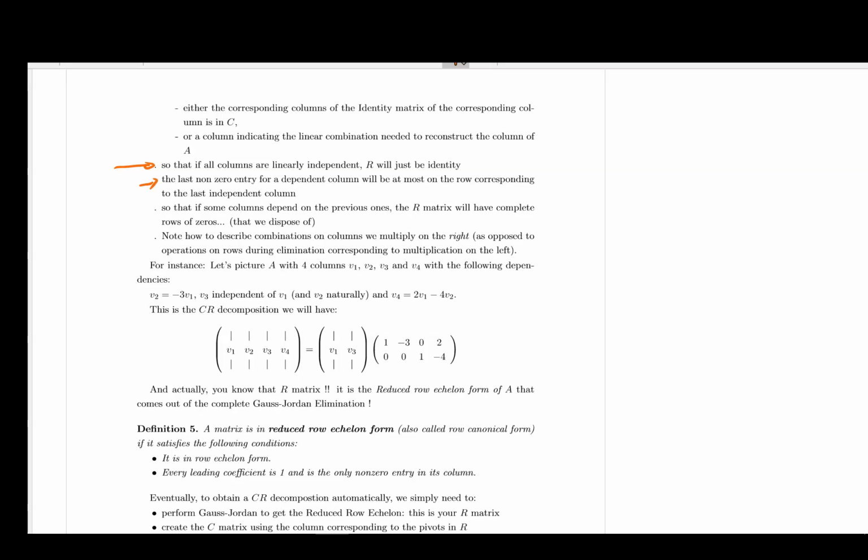Next, note that to describe combinations of columns, we multiply on the right. That's something nice to see. In the previous decomposition, we were dealing with the LU decomposition. We were multiplying A by those elimination matrices, E1, E2, E3, etc. You are doing multiplications on the left, and these had elementary recombinations of rows.